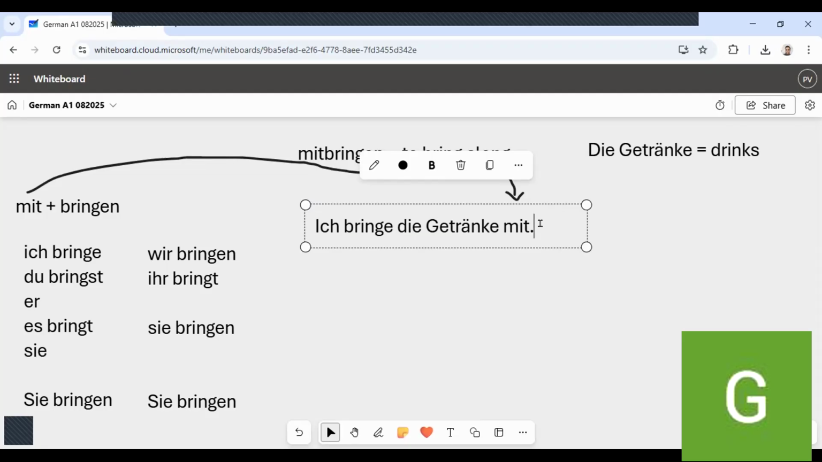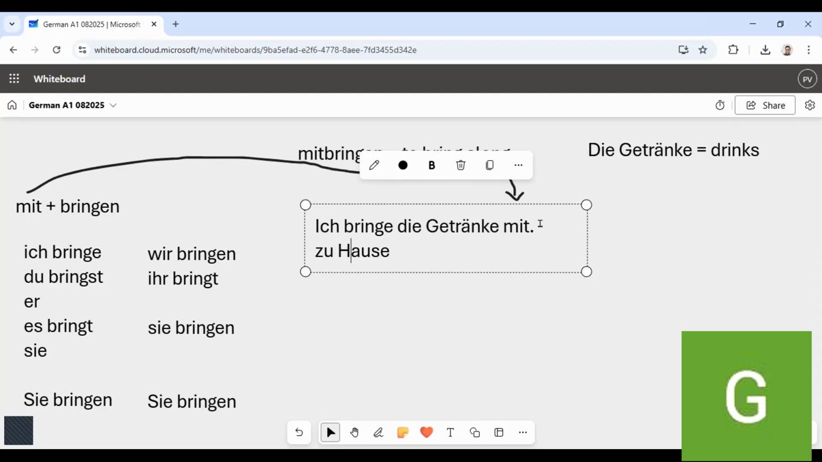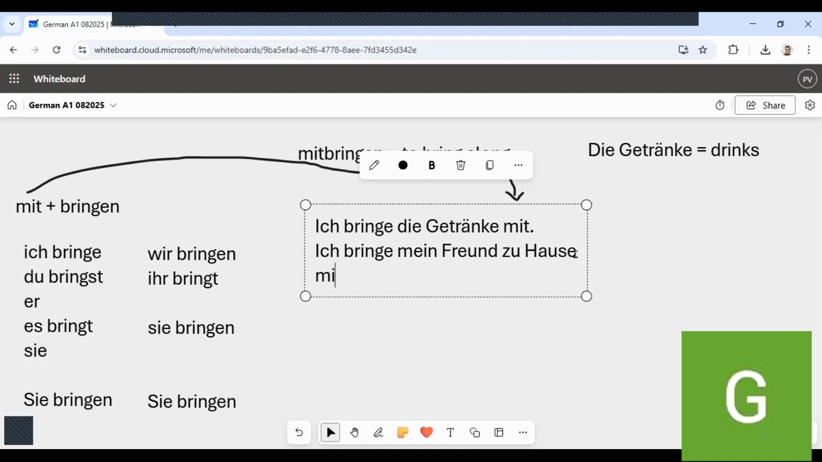Suppose you have picked up your friend from the airport and now you are bringing him along to the house. To the house is zu Hause. You are bringing your friend to the house along. How will you say? Ich bringe meinen Freund zu Hause mit. This will be the sentence. Okay?